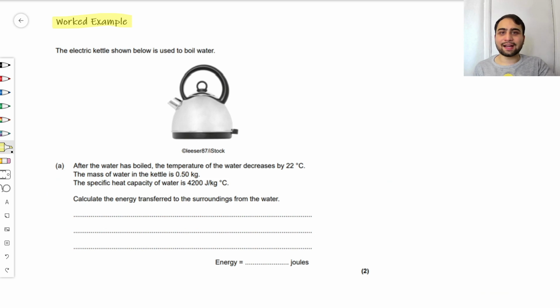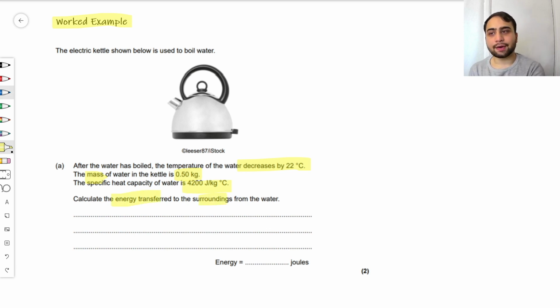Now let's have a look at our worked example. As always, we're going to highlight all of our keywords. The electric kettle shown below is used to boil water. After the water has boiled, the temperature of the water decreases by 22 degrees Celsius. The mass of the water in the kettle is half a kilogram. The specific heat capacity of water is 4200 joules per kilogram degrees Celsius. Calculate the energy transferred to the surroundings from the water.